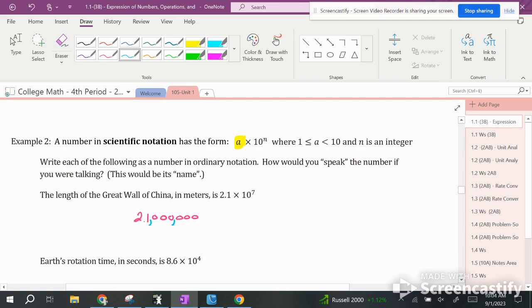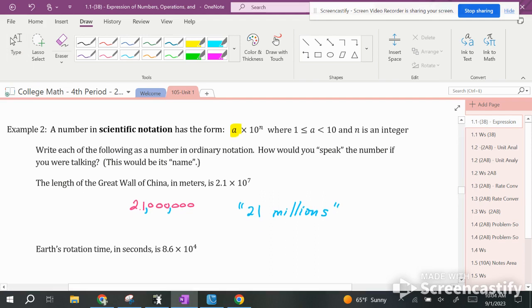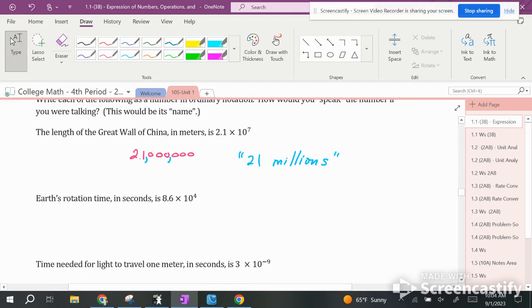Now if I say that in word notation, how do I say that number? 21 million. So 2.1 times 10 to the 7th is the same as 21 million meters. That's a lot of meters. I really can't comprehend how big that is. We'll get to the conversions later on.